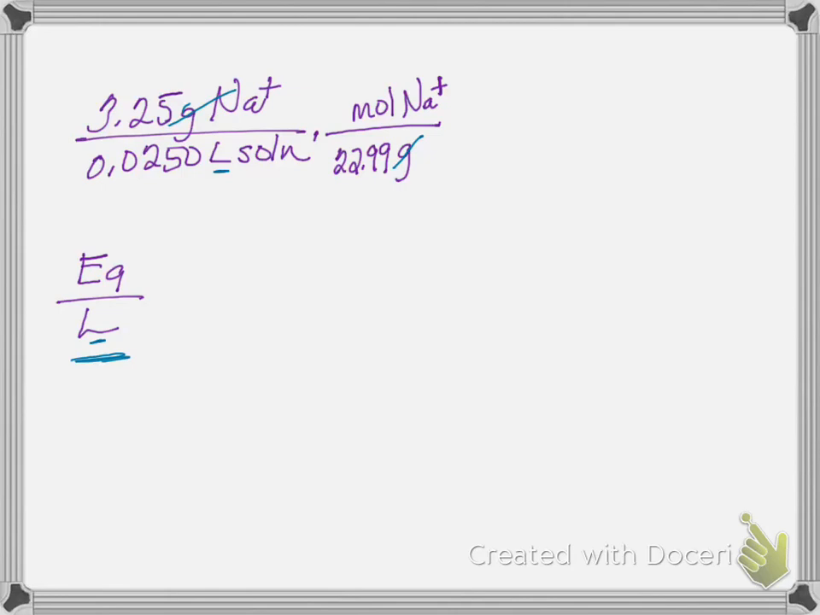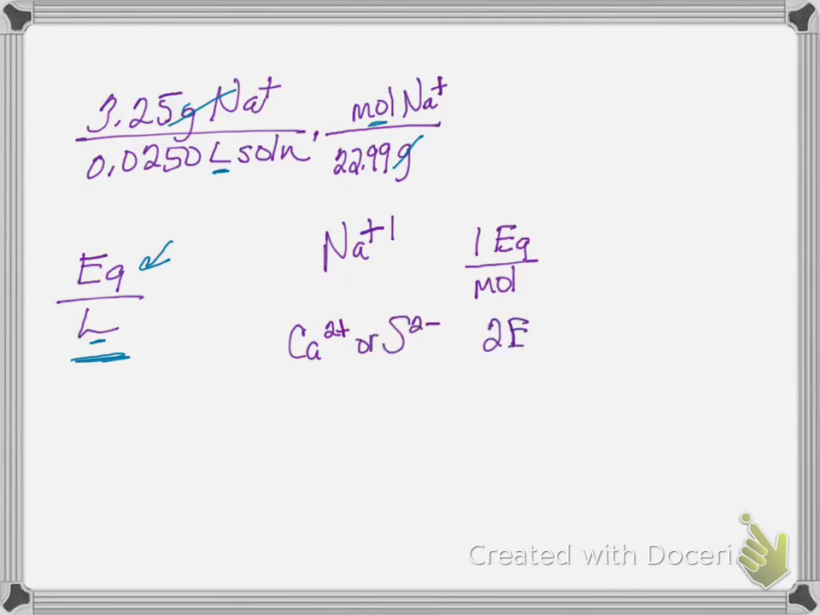So if I stop my problem right here, what I'd have left are moles per liter, which is great in some cases, but that's not what we need. We need equivalents per liter. So I've got to take this problem one step further. I've got to figure out what is that connection between moles and equivalents. Now for sodium, because it has a +1 charge, okay, there's no number there, so we know that means it's a 1. That means there's going to be 1 equivalent per mole. Whatever the charge is, that's the number of equivalents per mole. So say for calcium 2+ or sulfur 2-, we would have 2 equivalents per mole.